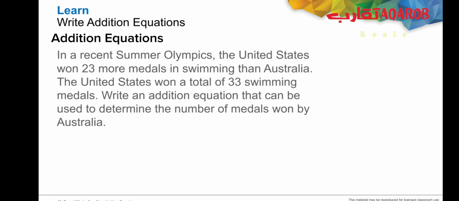Now, in the first example from the book, they say in a recent Summer Olympics, the United States won 23 more medals in swimming than Australia. The United States won a total of 33 swimming medals. As you can see here, you have two numbers. One of them is the total. When you read the word total, it means that this number comes after the equal sign. So this is the right side.